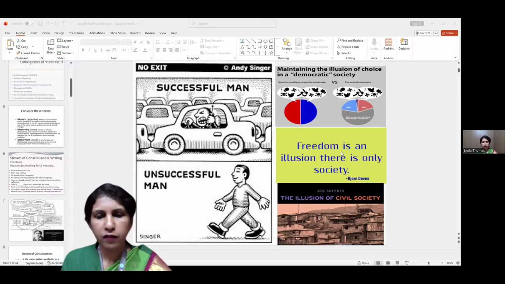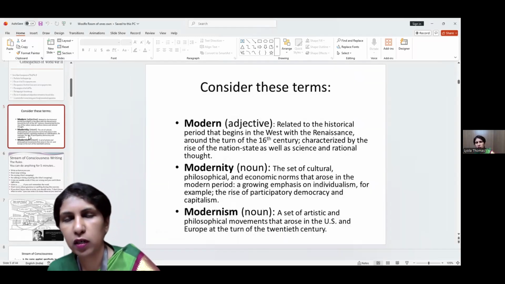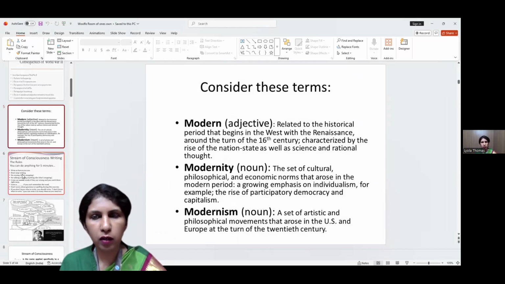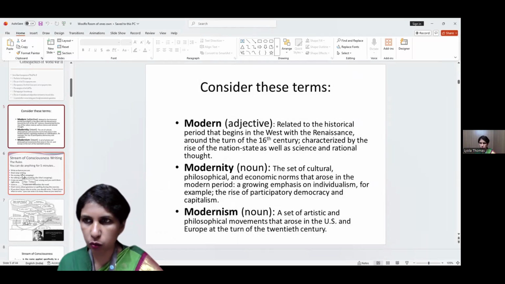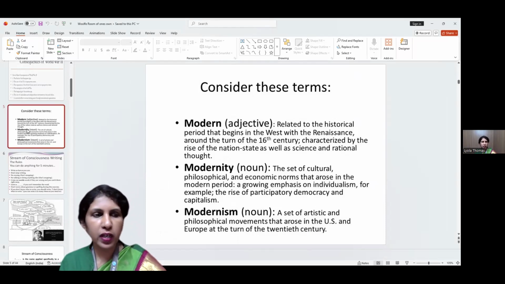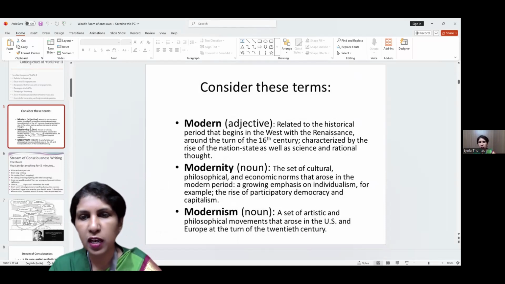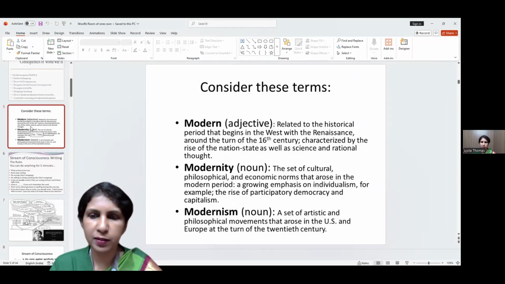Hello, students. We're just going to discuss for a little while what makes Virginia Woolf so special and how she has contributed to literature. So, when you're looking at Virginia Woolf, we cannot escape these terms. We have to have a thorough understanding of what you see on screen: modern, what is modernity, and what is modernism. So, allow me to briefly explain this.